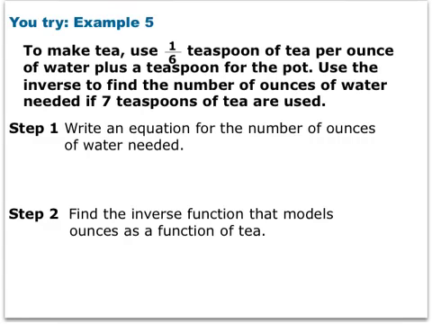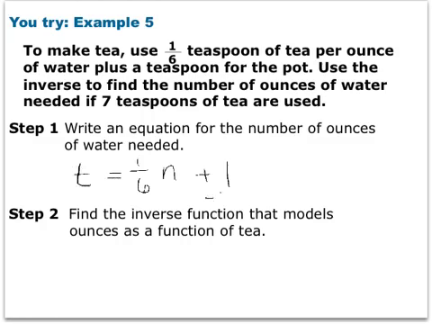To make tea, use 1/6 of a teaspoon of tea per ounce of water plus a teaspoon for the pot. Use the inverse to find the number of ounces of water needed if 7 teaspoons of tea are used. Hardest part, write an equation for the number of ounces of water needed. So we're using 1/6 of a teaspoon per ounce of water. I can't use an O because that's confusing, so let's use an N for ounces of water. Okay, so 1/6 of a teaspoon of tea per ounce of water plus a teaspoon for the pot. And that equals our T.